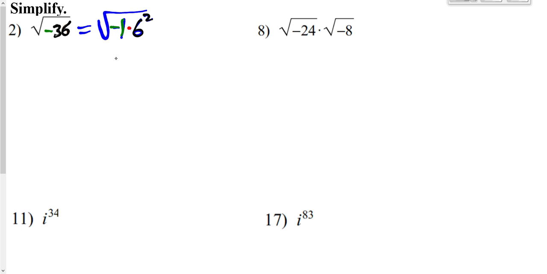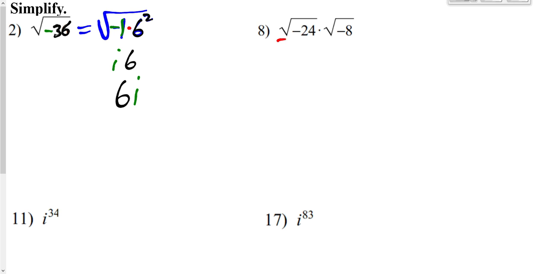And the square root of that negative 1, we know from what we just talked about, is i. And then the square root of 6 squared is just a 6. Now, typically, we're going to just write this as a 6 and put the i afterwards. Doesn't really make a difference.